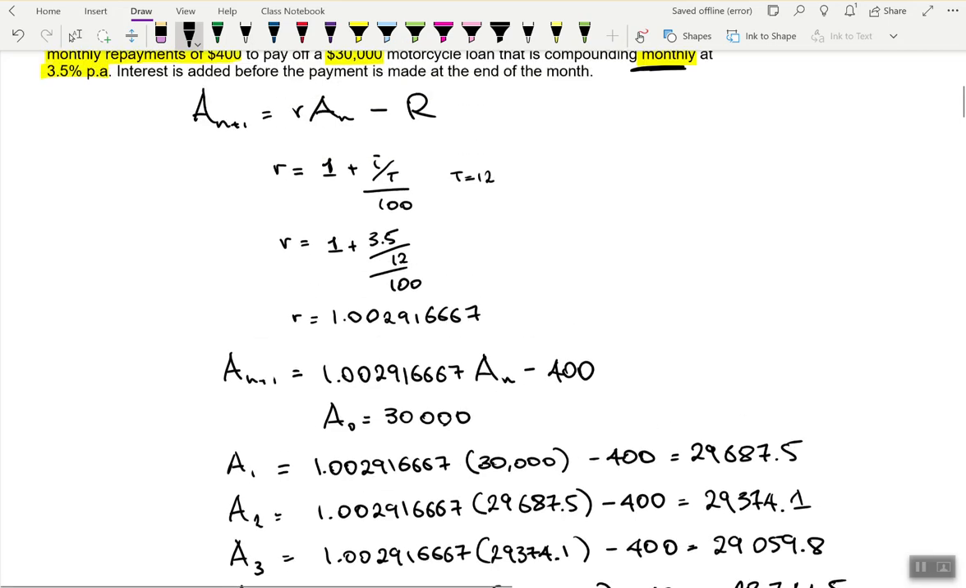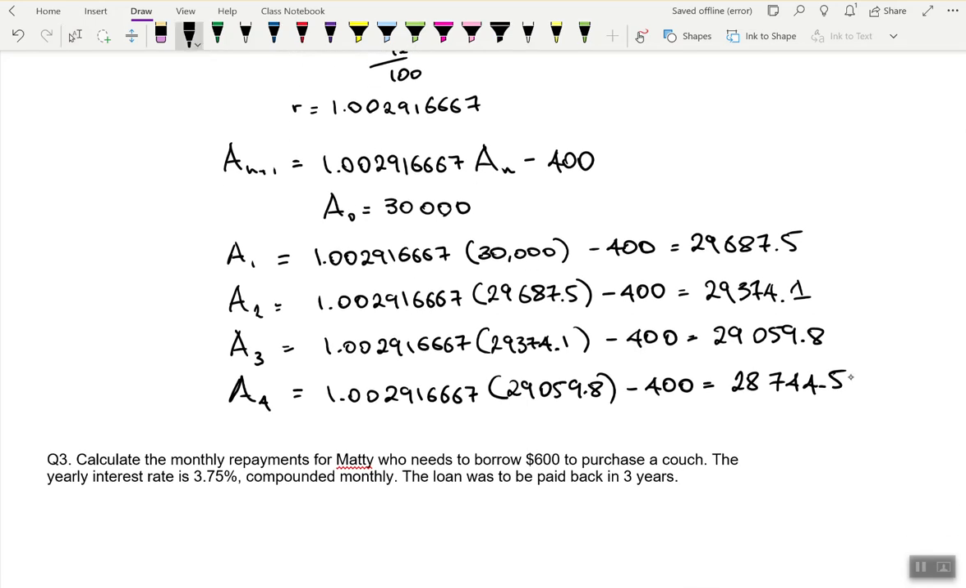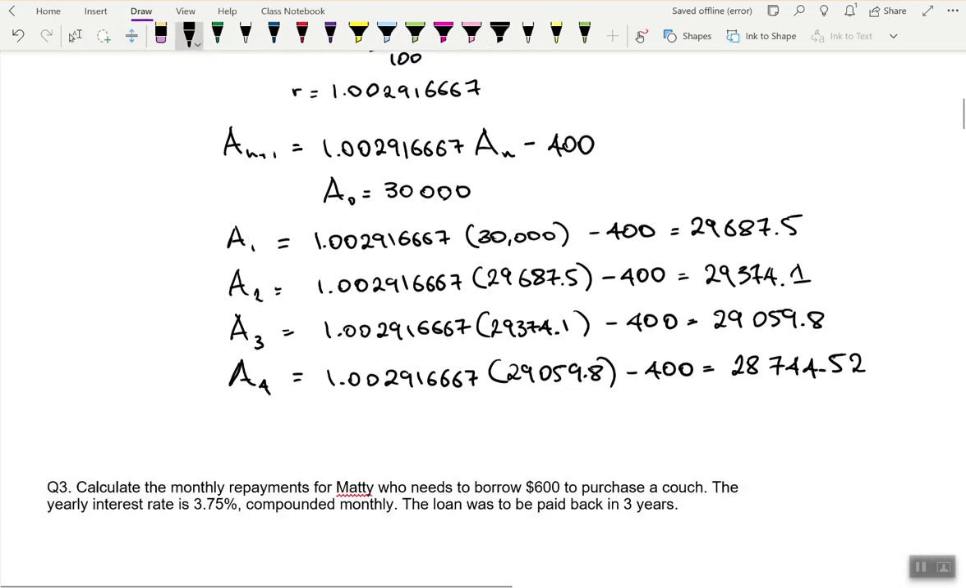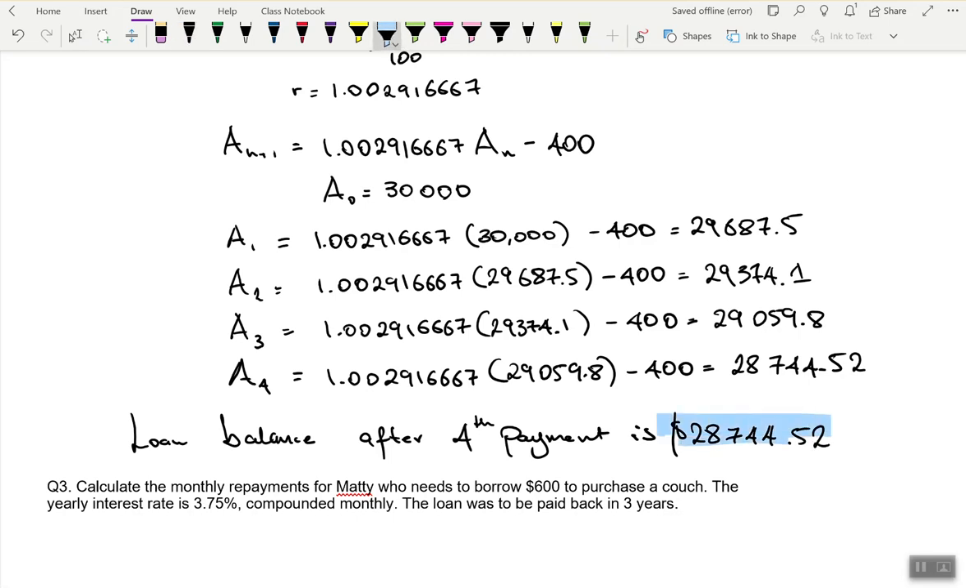The question does not say whether to leave it to 2 decimal places or 1, but to 2 decimal places this is 5.2. So if it doesn't say, always by default leave it to 2 decimal places, and then we can write our final answer as loan balance after 4 payments is $28,744.52. That's my final answer.